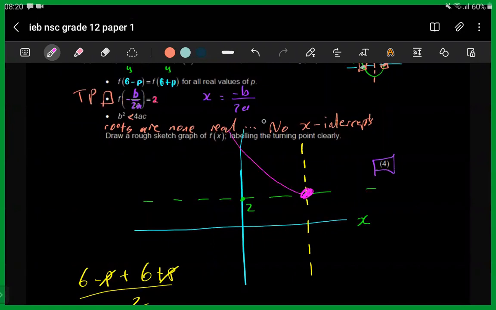And we said our graph is smiling, so it's going to be smiling like that and like that. So at this point, we have x value 6, y value 2. So from 6 going to the left here, well, whichever way, what we need is a y-intercept now. For us to get a y-intercept, we obviously need to be a bit careful. But it says here, sketch the graph, labeling the turning point clearly. So all we have to do is to label the turning point.